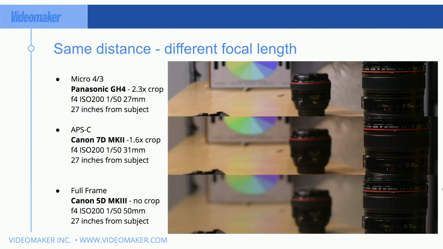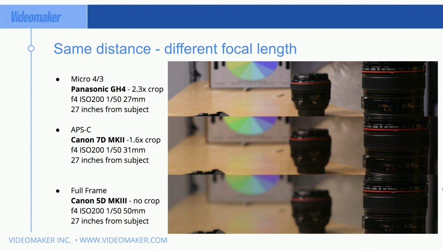Okay, so moving on to this next thing. We're going to talk about the different size sensors, with examples here. So we see these three shots. They're shot on 3 different cameras with 3 different sensor sizes. The top one is the Panasonic GH4 with a 2.3 times crop.